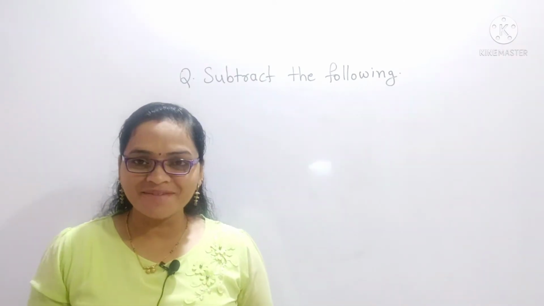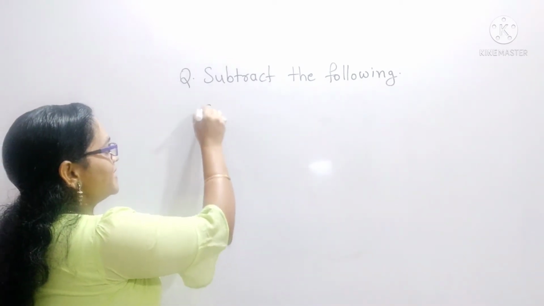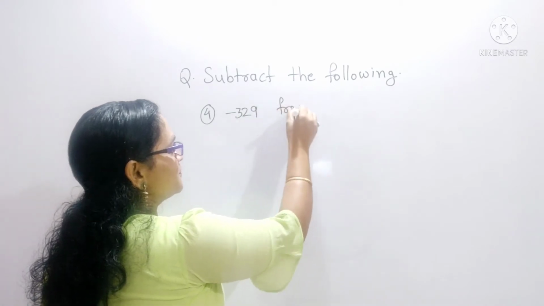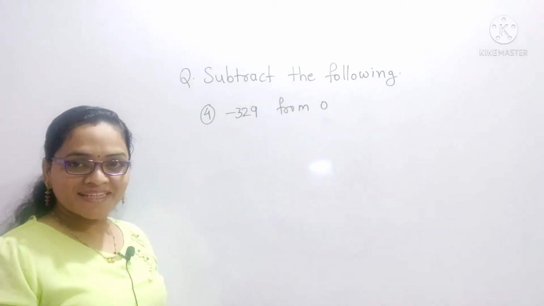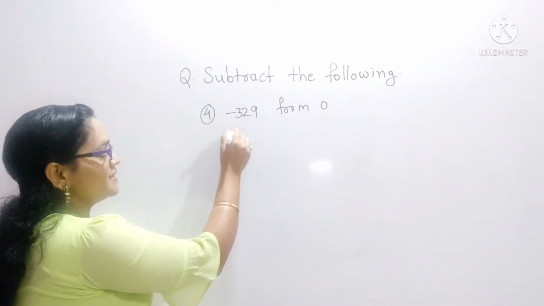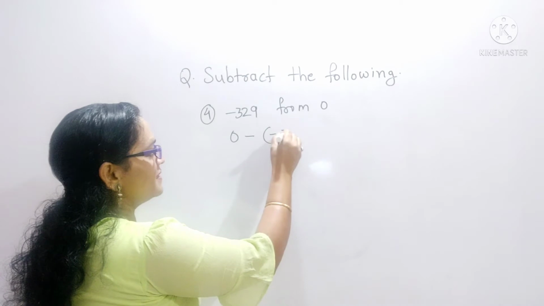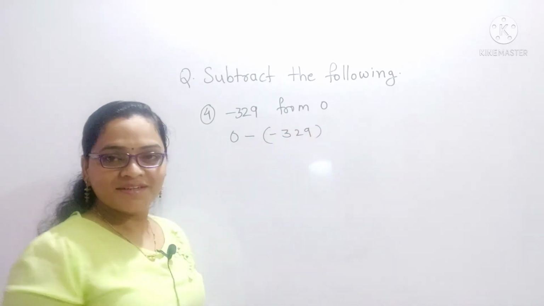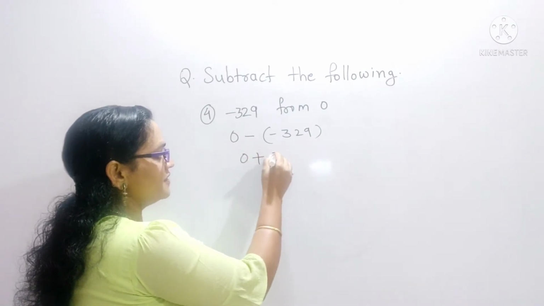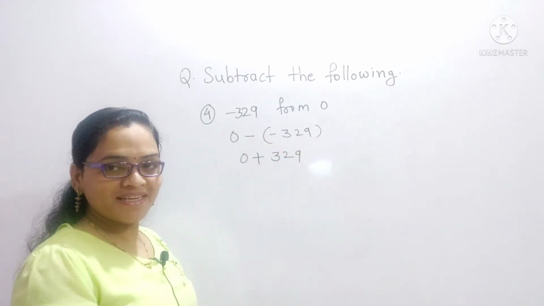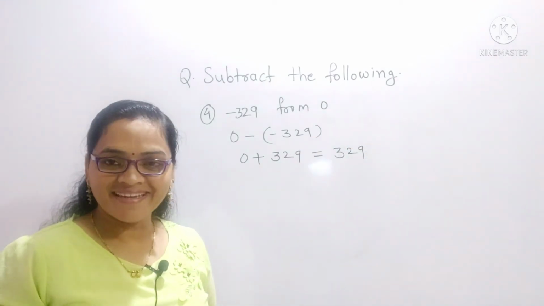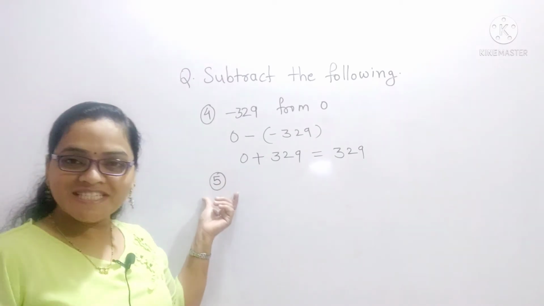Okay. Fourth example, see. Minus 329 from 0. Subtract the following: minus 329 from 0. See here, 0 minus minus 329. Okay. Then add the additive inverse of minus 329, that is plus 329, and the difference is 329. Okay. What is the fifth example?